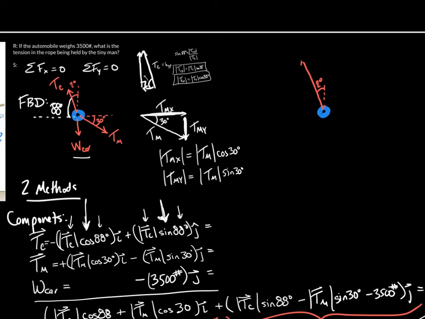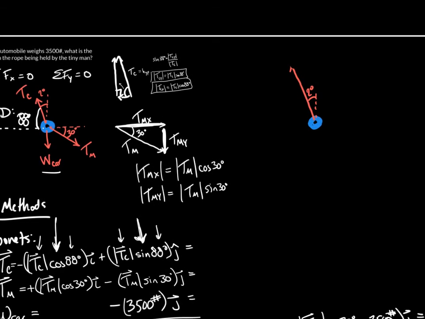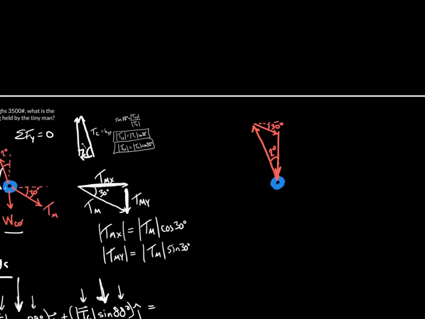What we have to remember here is that the weight of the car is straight down. So the weight of the car is right here, straight down. So this Tm is going back this way, like that, and it's got an angle like this, 30 degrees. Let's zoom all the way in on this, because now we pretty much have everything we need.